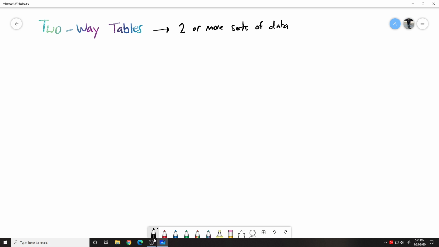When you have two or more sets of data, and you want to show the data at the same time. So two-way tables are when you have different sets of data and you want to display all the data in one table at the same time. For example, let's do a real basic two-way table here just so you get the idea.